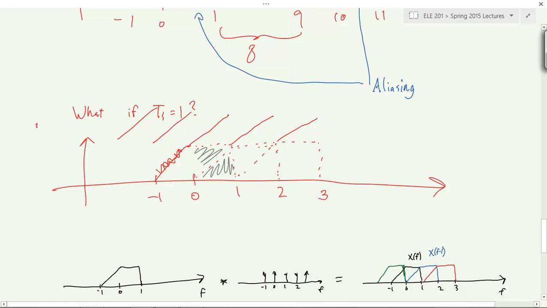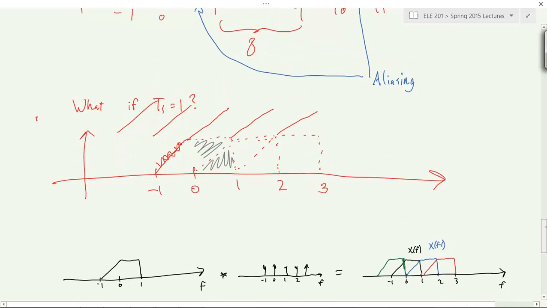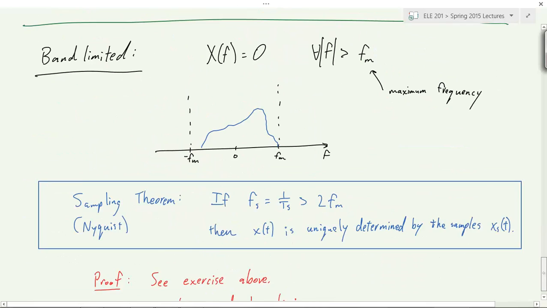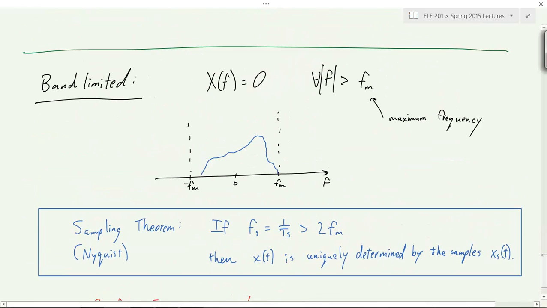Now, when they overlap, they get added, and there's no way to just go unadd them. If all you have is this resulting spectrum, and I ask what was the original signal it came from, you're not going to be able to separate out the aliased frequencies from the original frequencies. That's going to be a problem. So you can't recover. As long as there's no overlap, you can recover, even without knowing anything else about the signal except that it was band limited. So that argument is my proof of this theorem. Does everyone believe that?